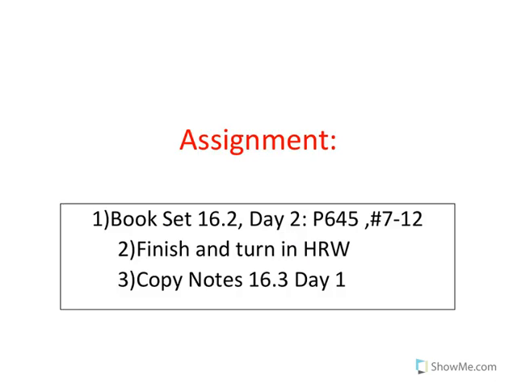Okay, so that's the end of our 16.2 Day 2 notes. You are to work on your bookwork, assignment numbers 7 through 12, and you are to finish your HRW and turn them in, and copy down 16.3 Day 1 notes.